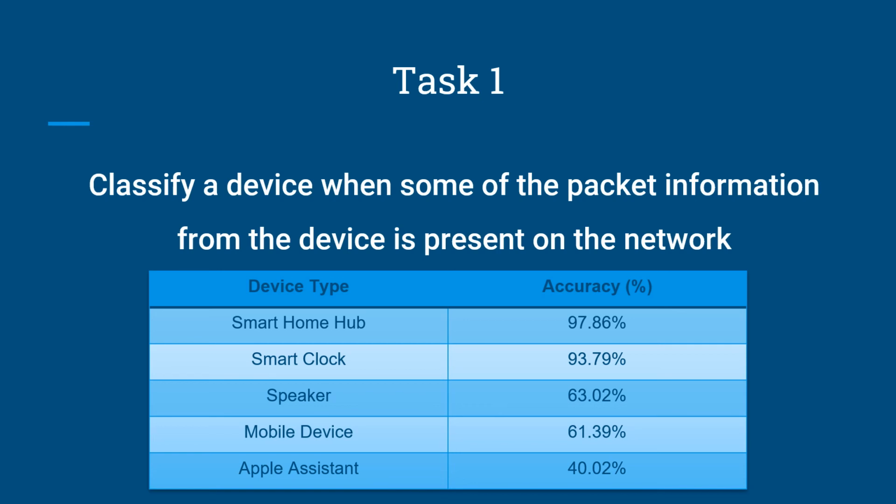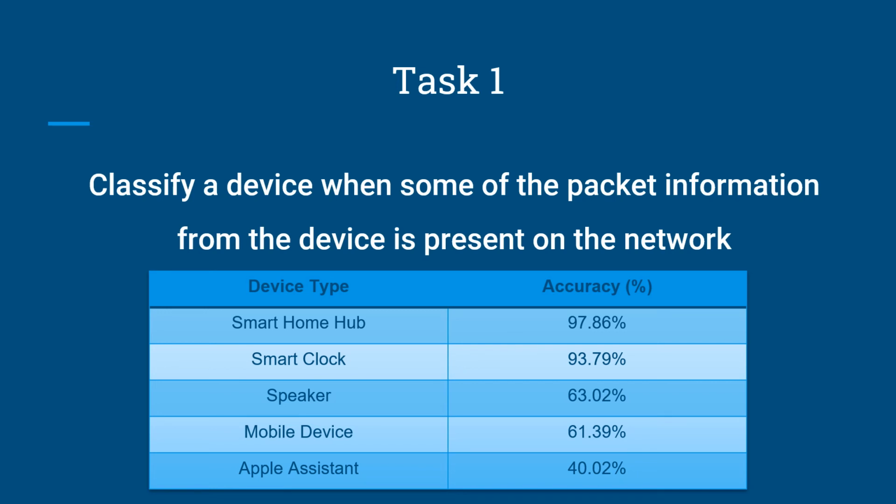As you can see, the smart home hub had the highest accuracy rate with 97.86% of the conversations classified correctly. The next highest accuracy was the smart clock with 93.79% accuracy. Next, the speaker had an overall accuracy of 63.02%. This was followed by the mobile device with 61.39% accuracy. The worst accuracy from task 1 and overall was the Apple Assistant, which classified with an accuracy of 40.02%.